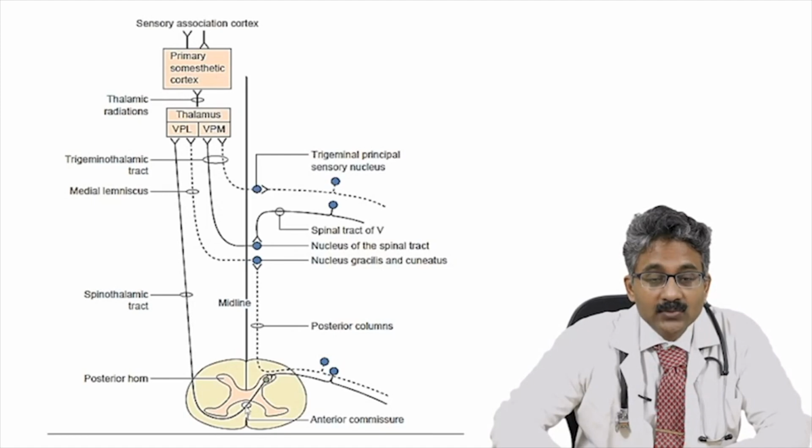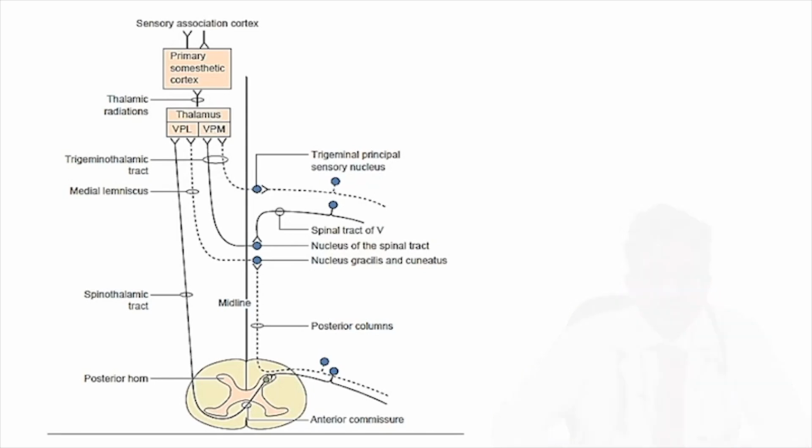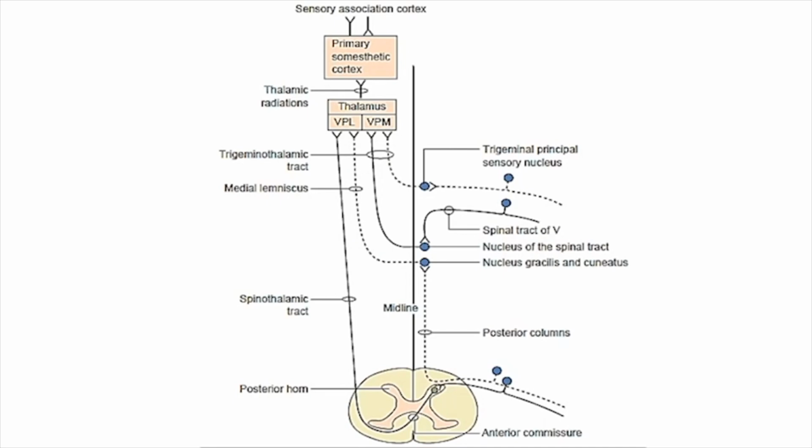Because it is near the spinal central canal, intramedullary tumors like syringomyelia will damage the pain and temperature fibers very early.